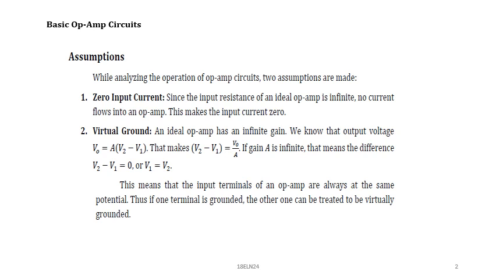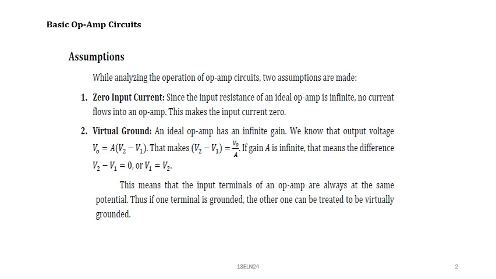This means that the input terminals of an op-amp are always at the same potential. Thus, if one terminal is connected to ground, the other can be treated as virtually grounded. Physically, it is not connected to ground in the circuit, but because of the very high voltage gain, the voltage at the inverting terminal and non-inverting terminal is the same. So this concept is called virtual ground.